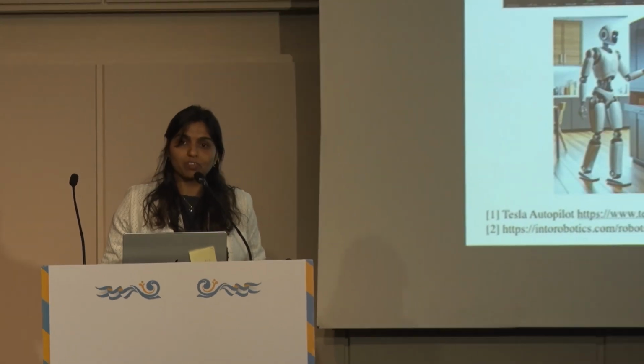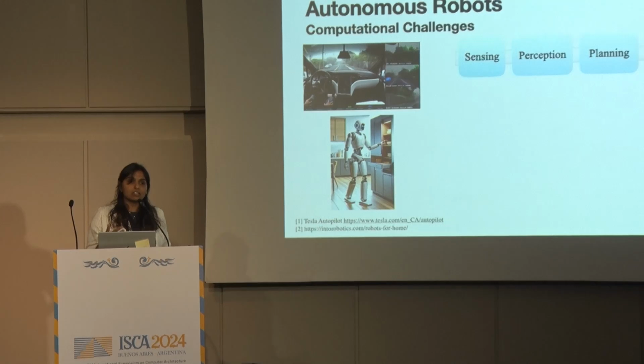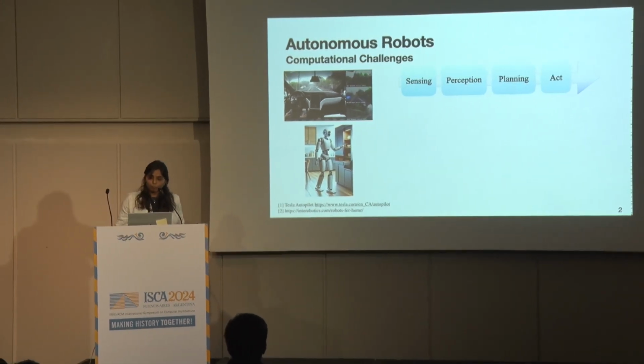Thank you for the introduction. So, autonomous robots are everywhere, including self-driving cars, medical care, home assistants, and so on. These robots perform several tasks such as sensing, perception, planning, and action to achieve autonomy.